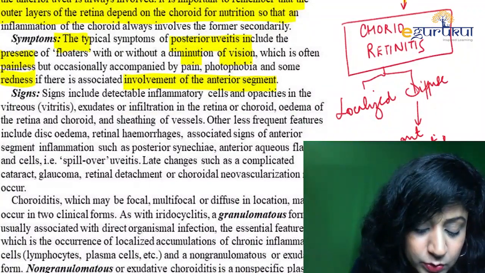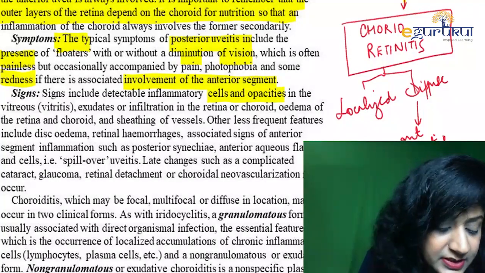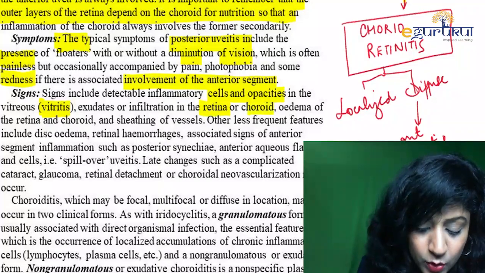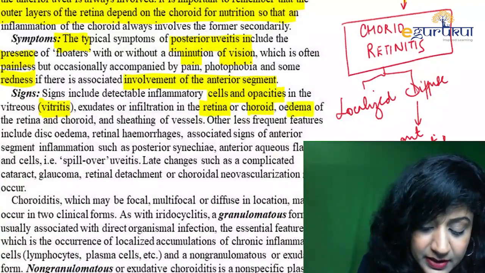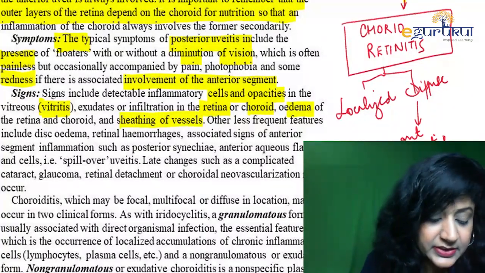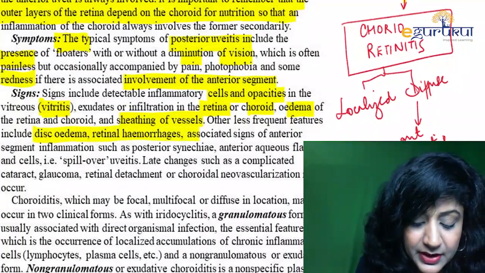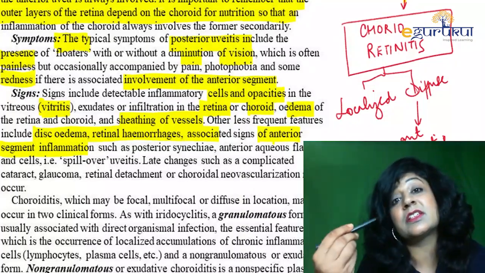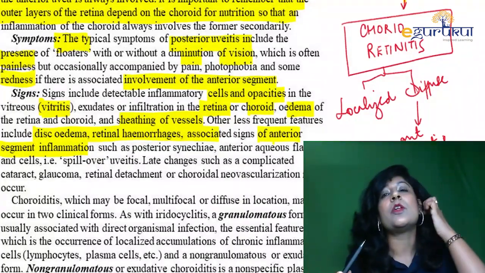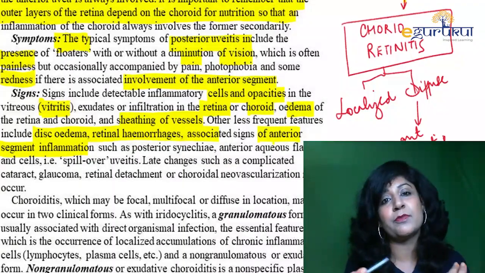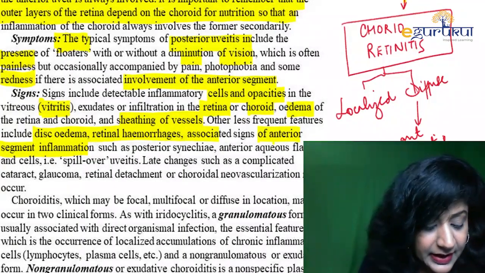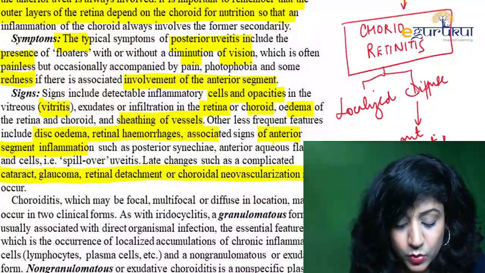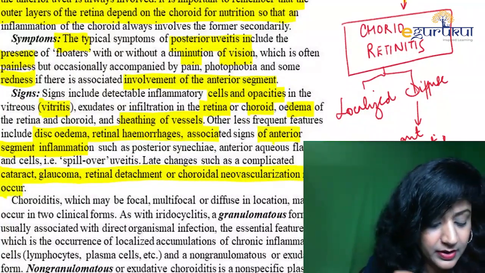The signs include inflammatory cells and opacities, that is vitritis. We can have infiltration in retina and choroid, we can have edema there, we can have sheathing of vessels, then I can have disc edema, retinal hemorrhages, we can have signs of the anterior uveitis, again the spillover inflammation, meaning when it is coming up from other areas. And late complications may include cataract, glaucoma, retinal detachment, and choroidal neovascularization may occur.